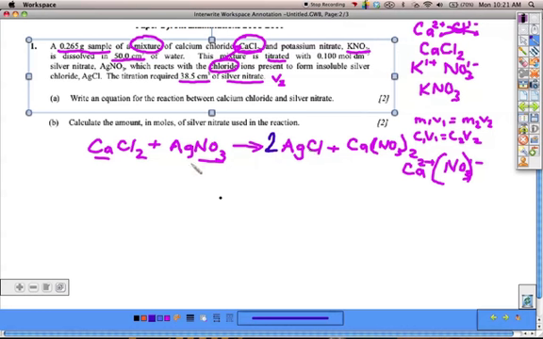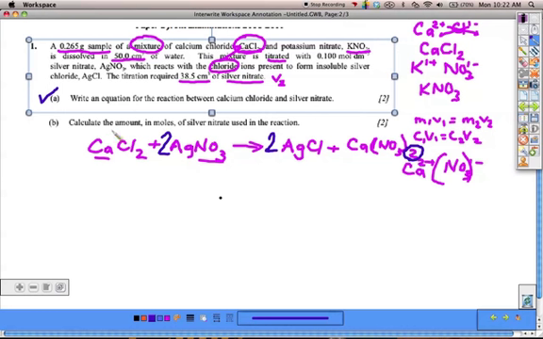I can continue looking on. I have 1 mole of silver, but I have 2 moles of silver on my product side. So I'm going to put a 2 in front of my silver nitrate. I now have 2 moles of silver on each side. I also have 2 moles of nitrate, which is good because I have 2 moles of nitrate with this 2 coefficient. So that is my balanced reaction: CaCl2 plus 2AgNO3 forms 2AgCl plus Ca(NO3)2.